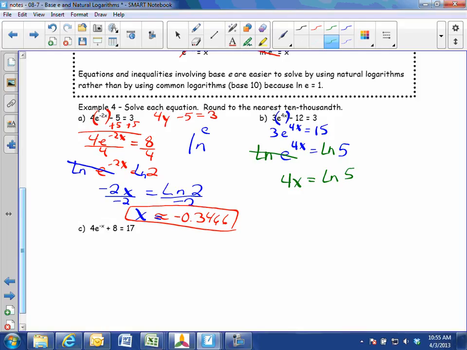Then what do you get? What cancels out? The e and the natural log. They cancel each other out, so we're just left with x. So what is x about? I got 0.4024. Yep, that's what I got.